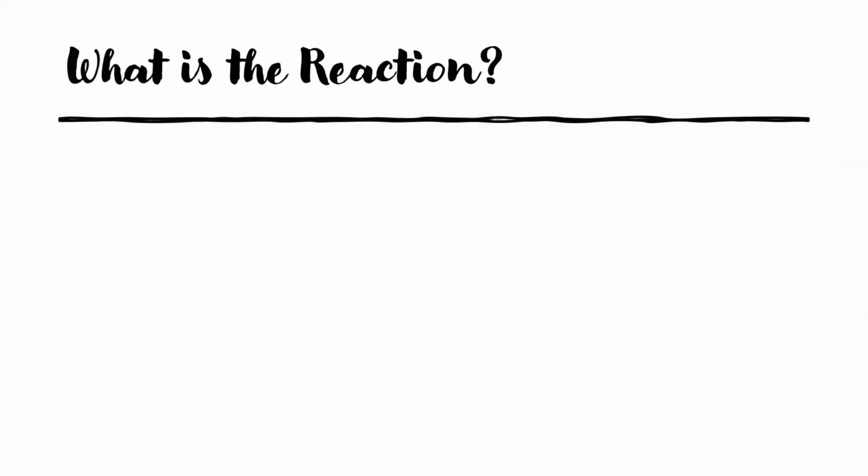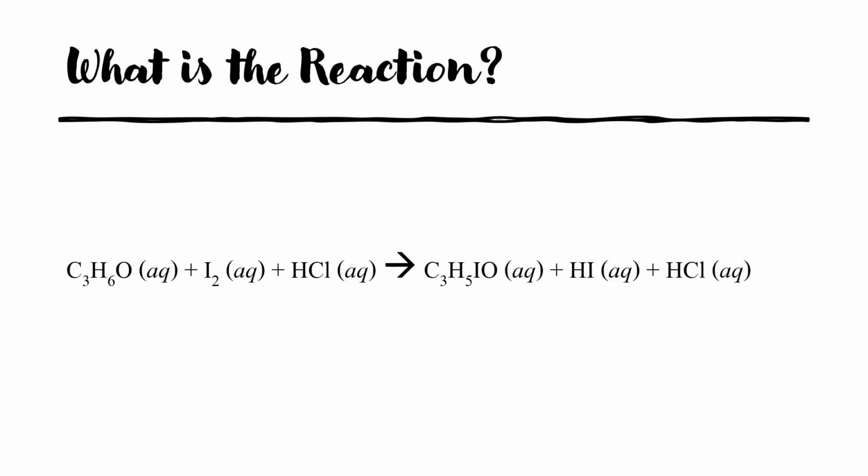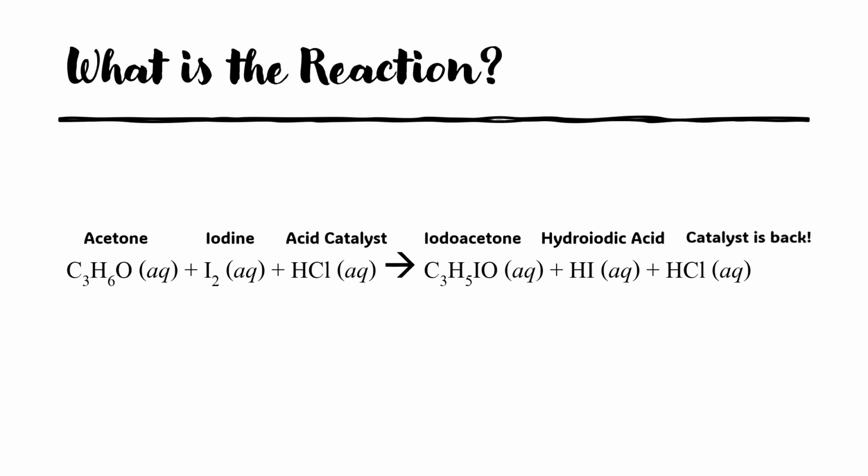So let's start this all off with what the iodoacetone reaction is in the first place. Here's the full balanced equation. Although I'm not sure you recognize everything here, I'm sure we can get through it eventually. On the left, we have acetone present in an aqueous solution, iodine also present in aqueous solution, and we have hydrochloric acid as our catalyst for the reaction. Here we have the star, iodoacetone, the byproduct, hydroiodic acid, and hydrochloric acid as the catalyst, completely unchanged.